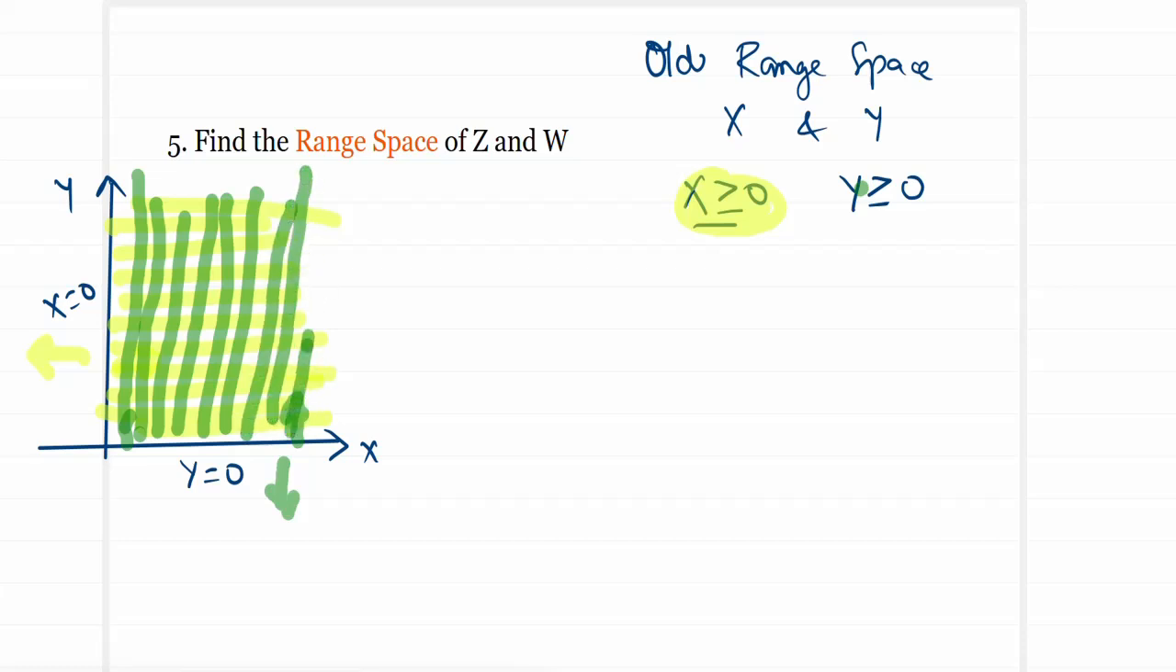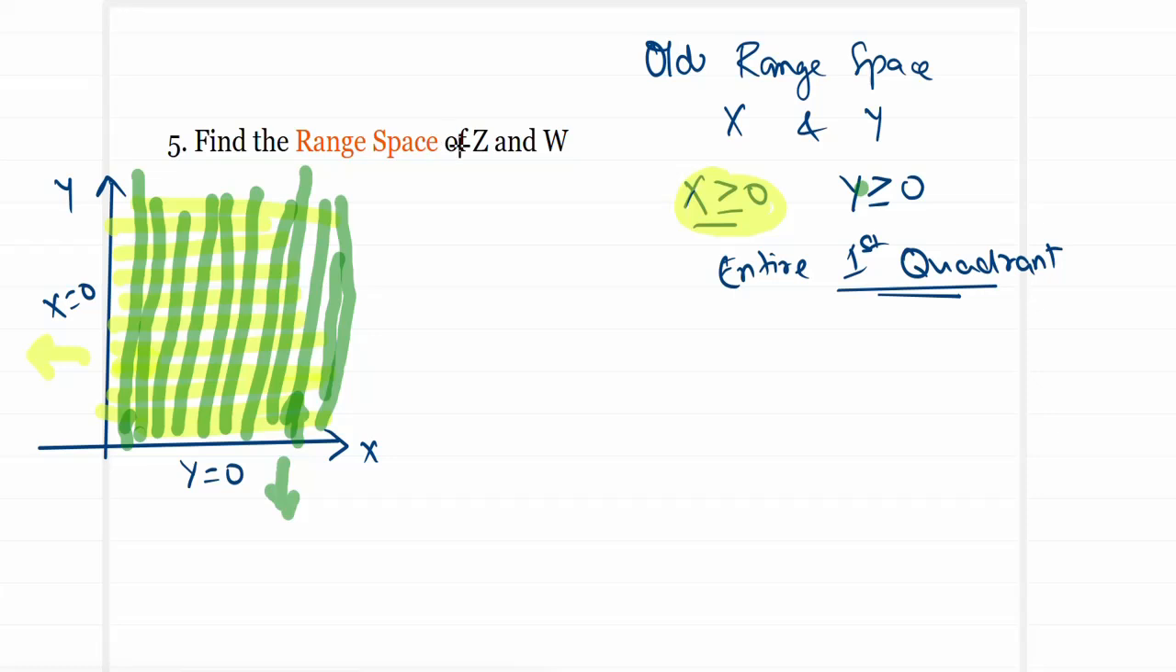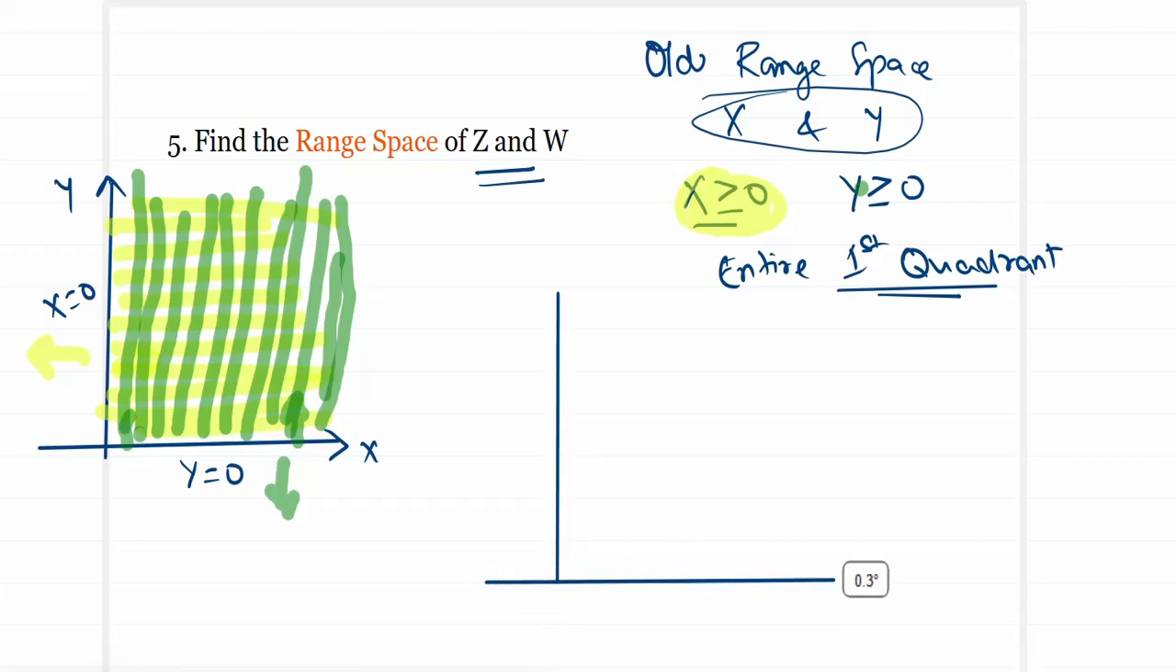So I see that the range space of x greater than 0 and y greater than 0 is nothing but my entire first quadrant. So the range space of my old values x and y is my first quadrant. Let me now find what is going to be the range space of my z and w. Now when I am going to find the range space for z and w, let me mark this as my w axis and this as z axis.